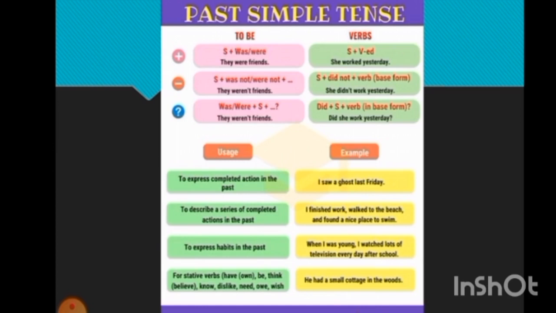Examples: I saw a ghost last Friday. I finished work, walked to the beach, and found a nice place to swim. When I was young, I watched lots of television every day after school. He had a small cottage in the woods. As you can see, the second form of the verb is used here, and they are also adding d and ed at the end of a verb.